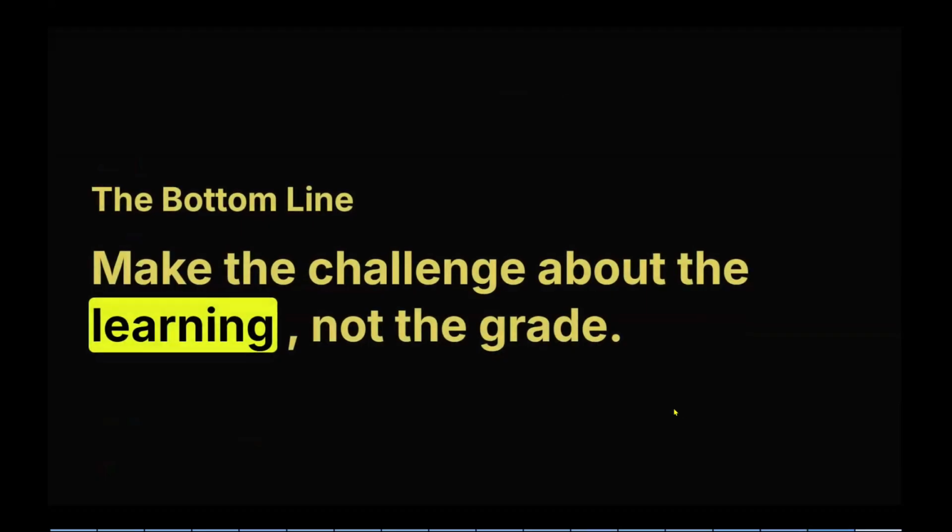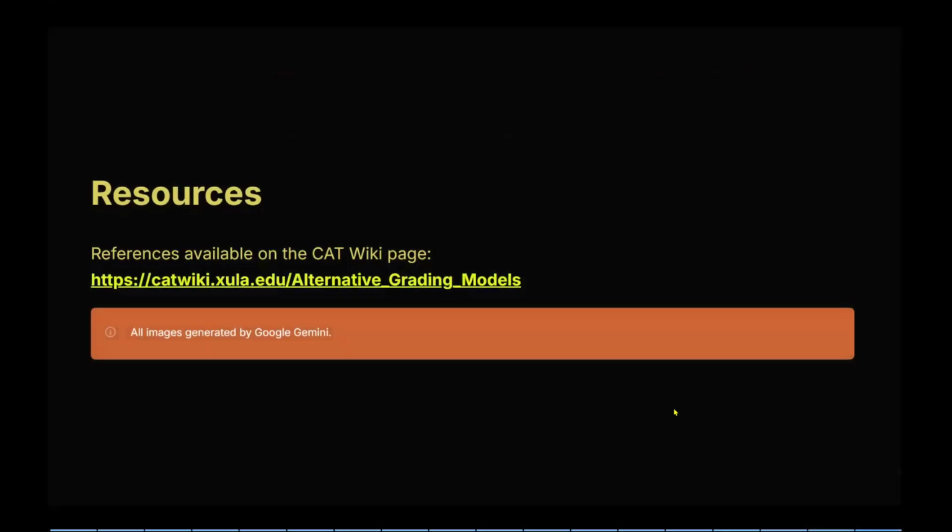To wrap up here, I'd say that the challenge is about the learning, not the grade, right? The rigor is in the learning, not in the grade that you get, right? And so this is one way to try to refocus that in your classes. I've got a bunch of resources up on our CAT wiki. If you just search on alternative grading, it'll pop up, right?